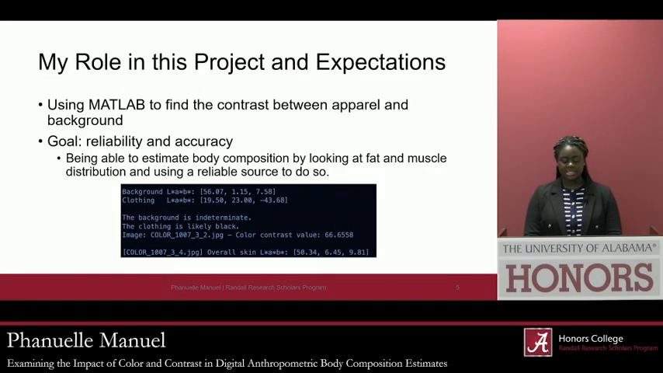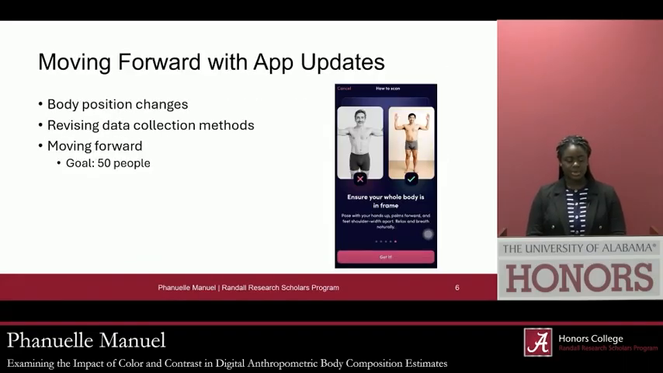We want to be able to estimate body composition using a reliable source and looking at fat and muscle distribution. So what we are working on moving forward and the app updates is we are working on new data collection where we will be specifically changing the position of our participants. The Spren app is a health and fitness application that uses your smartphone's camera to perform a body composition analysis by taking a full body photo. In this example photo, we will now be taking photos in this new pose. This will result in us revising our data collection methods to account for these new changes.